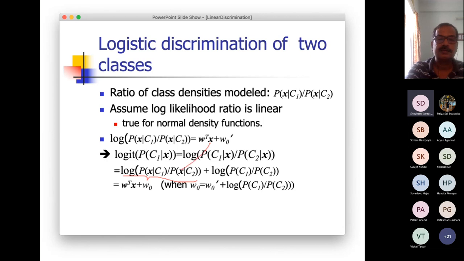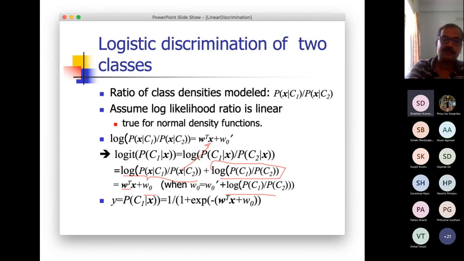So this term comes from here. That's why W transpose X. And since this is also a scalar value, you can simply add them. Let me write W naught prime and this as W naught. So this is the relationship. What is the relationship between the discriminant functions in the logistic framework? You can design a discriminant function in such a way that its logit inverse will directly give you the posterior probabilities. So we'll be considering a problem formulation where we'll be directly computing that, and then it becomes logistic regression.